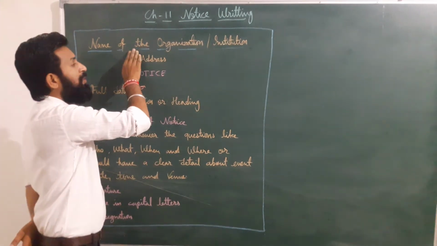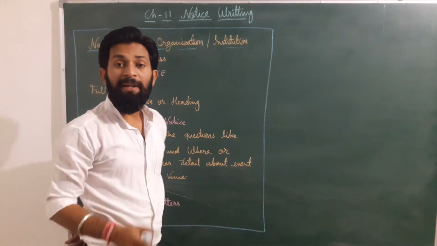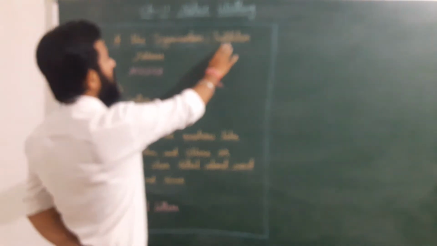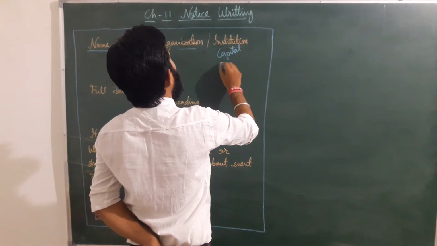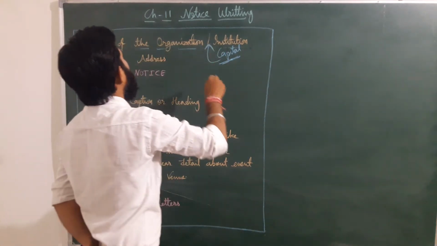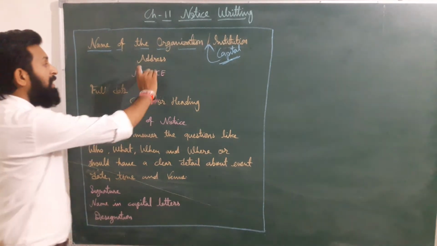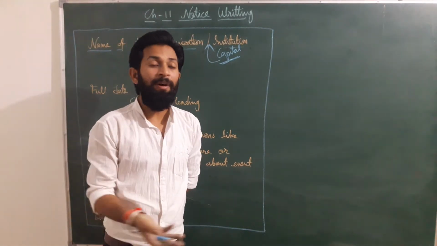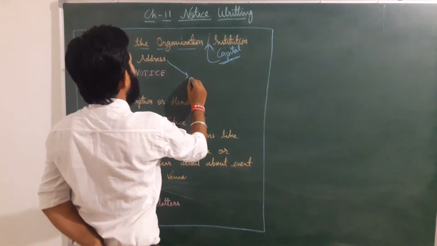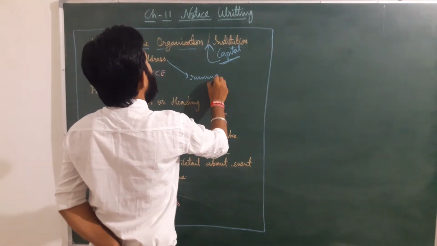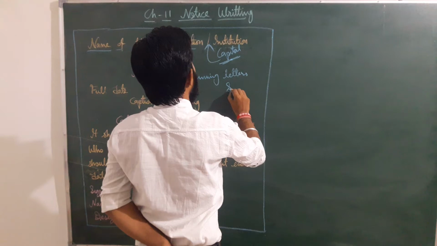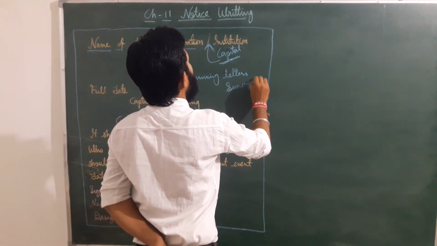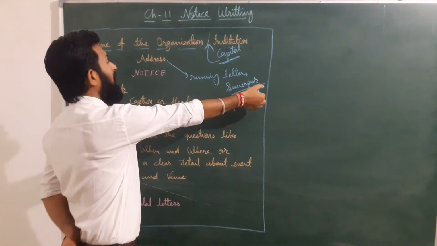Dear students, the name of the organization or institution you have to write in capital letters only. Always write the name of the organization and institution in capitals. After that, the address. Address means, for example, swimming pool, whatever. You have to write it in running letters only. Running letters means the way you commonly write. Like when you are writing swimming pool, you have to write it in this form: first letter capital, others small.